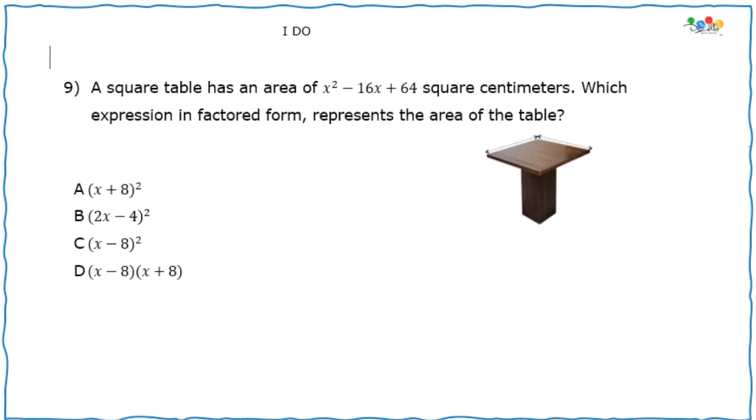Let's read it. It says, a square table has an area of x squared minus 16x plus 64 square centimeters. Which expression in factor form represents the area of the table? So we're talking about the top of the picture, right? So let's underline what's important for us.